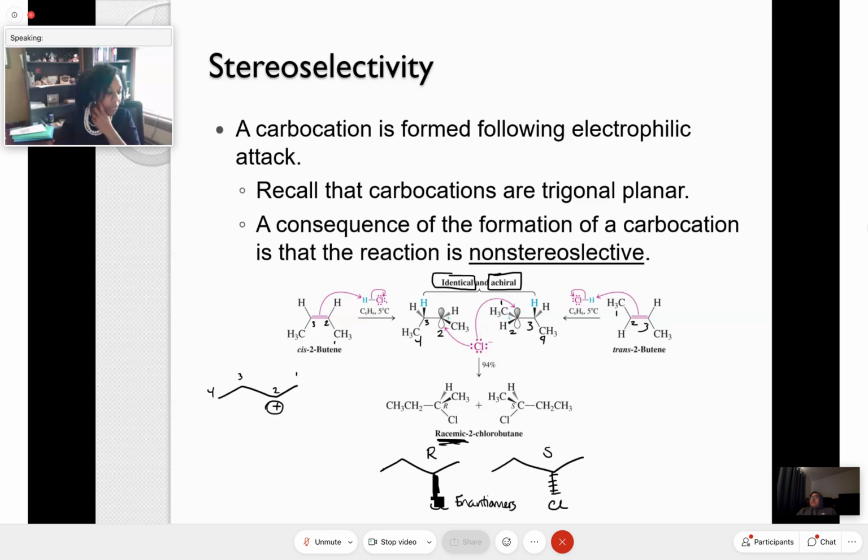It doesn't matter the stereochemistry of the starting material. And so if it doesn't matter the stereochemistry of the starting material, we can say that this is non-stereoselective. We're going to get the mixture of enantiomers here. This is non-stereoselective. It doesn't matter if we start off with cis or trans. Questions here?